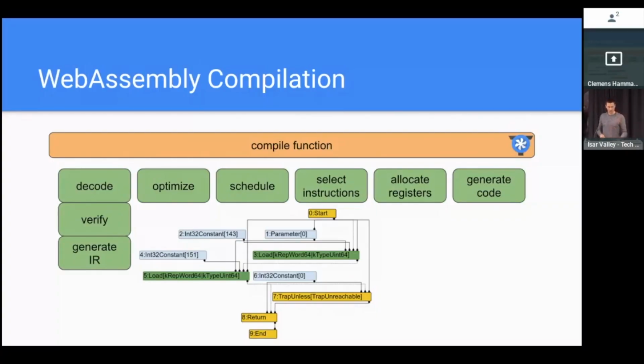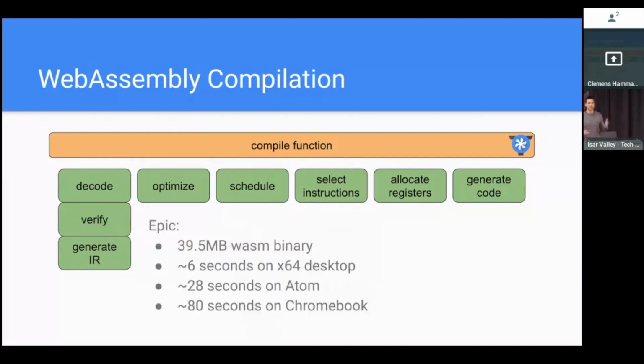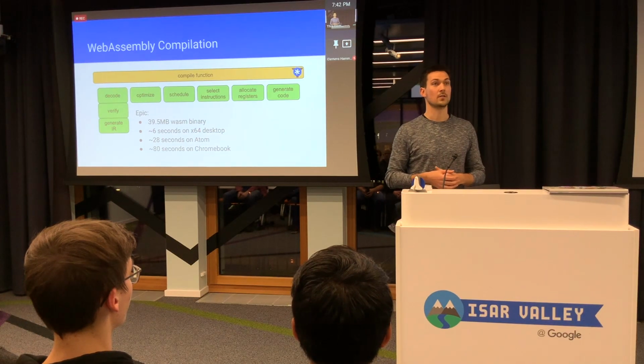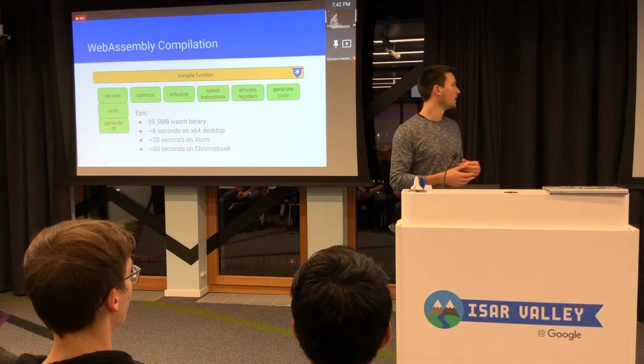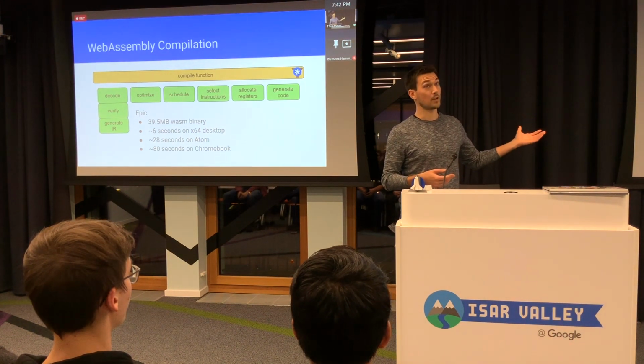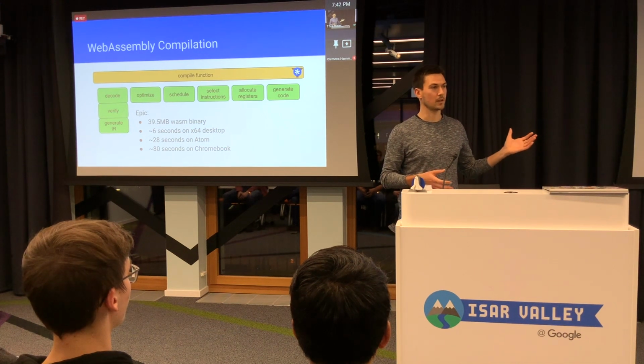And in fact, if we look at the time that it takes to compile things, just one example, this is an epic example: the Zen Garden demo that you might have seen. It has about 40 megabytes of WASM binary data, and compiling this with TurboFan takes around 6 seconds on a good desktop machine. On an Atom processor, it already takes a lot longer, because there we have smaller caches and just lower frequency. So it's just a lower end processor. And on a Chromebook with an even lower end ARM processor, it currently takes with TurboFan about 80 seconds to compile this Zen Garden demo, just for compilation.